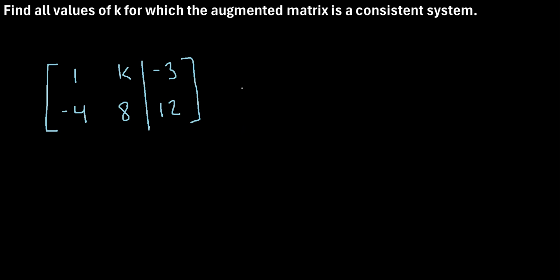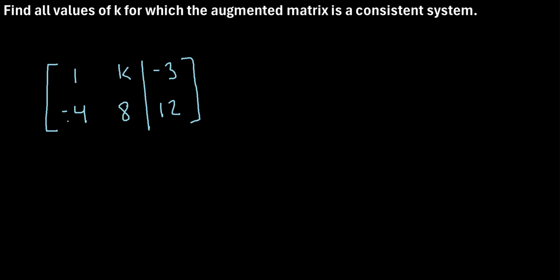All right, let's try another example. Let's say we have the following augmented matrix. For what values of k would this augmented matrix be a consistent system? Once again, we first want to convert this matrix into row echelon form. So here's our first pivot entry. We want all values below it, in other words, just this negative 4, to be a 0. So how could we make this negative 4 equal to 0?